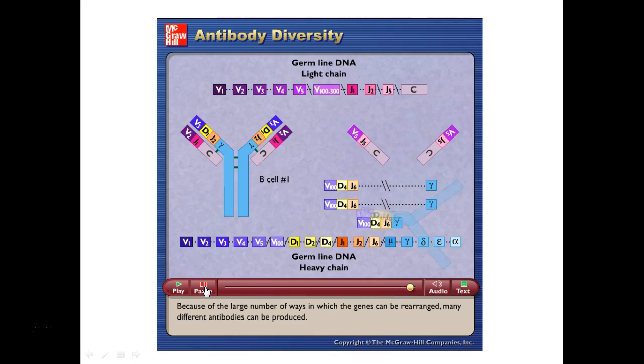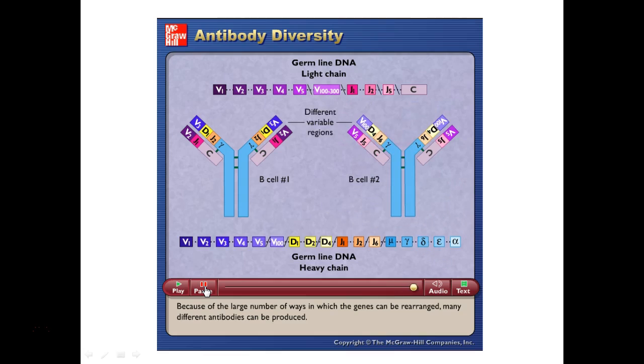And actually, it'll probably stop right where I want it to. Okay. So, this is a B cell. This is what it chose. This is what it's putting on its surface. And this is also what it'll secrete once it becomes activated and differentiates into a plasma cell.